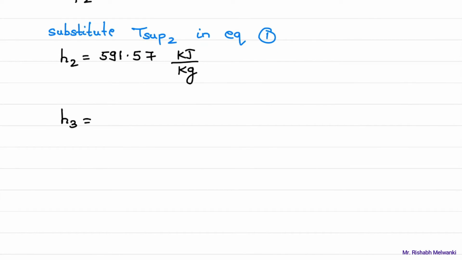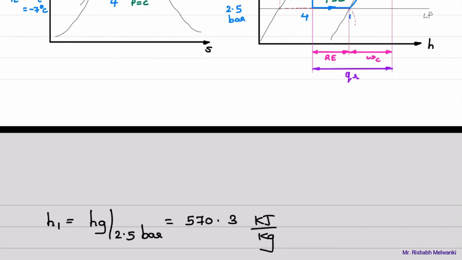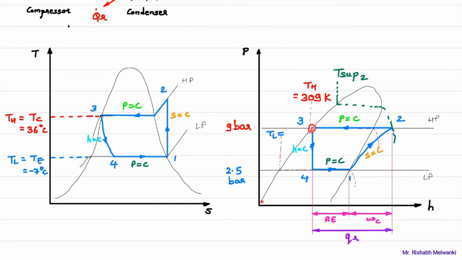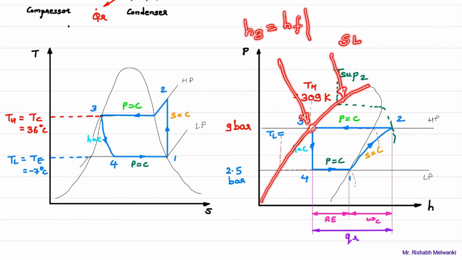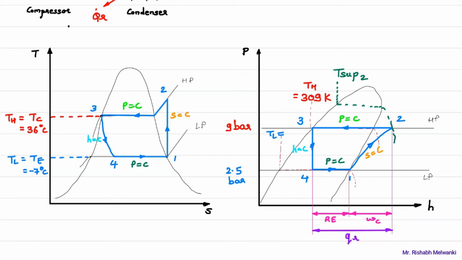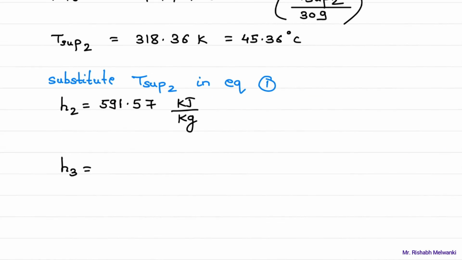So how to find H3? See the pH diagram which we have drawn. Point 3 lies on which curve? This is which curve? Saturated liquid. So the point 3 enthalpy H3 will be given by what equation? HF or Hg? HF. At what pressure or temperature? 9 bar pressure, or you can say 36 degrees Celsius temperature. So I'll write down this: H3 is equal to HF at 9 bar.